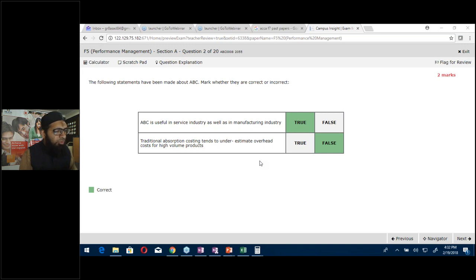The traditional absorption costing tends to underestimate overhead costs for high volume products. So this is false. This is because traditional absorption costing tends to overestimate overhead for high volume products, not underestimate. So this statement is false.